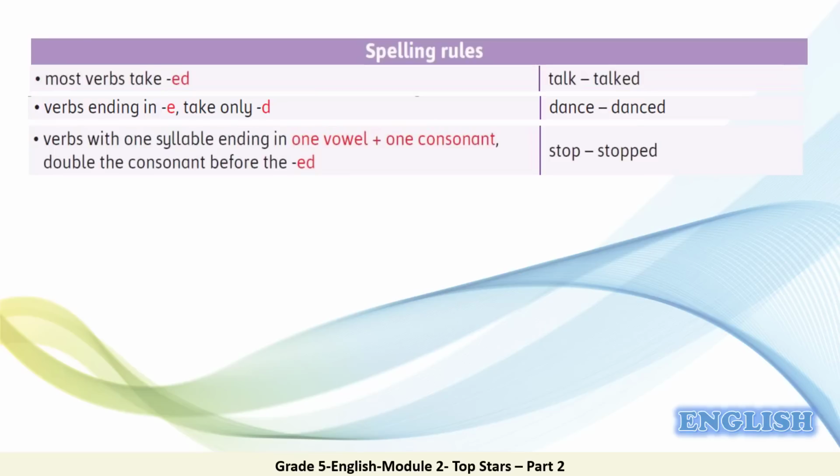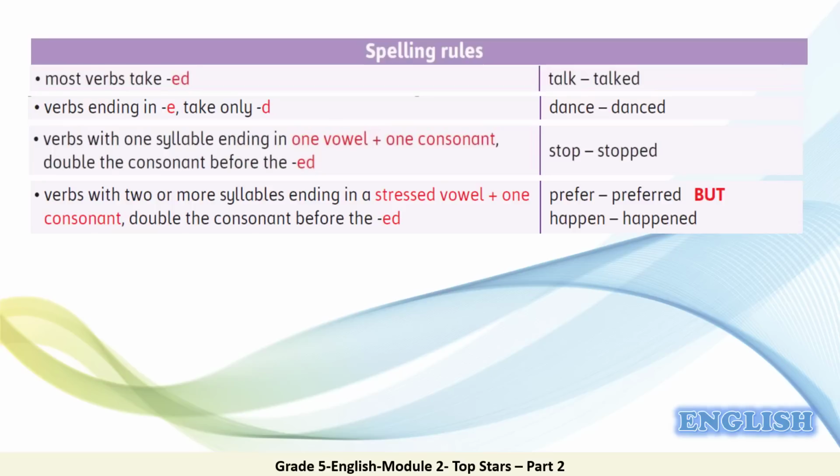Verbs with one syllable ending in one vowel plus one consonant, just double the consonant before the ed, like stop, stopped. Here the verb stop is one syllable. It ends with o, which is a vowel, then p, which is a consonant. In this case, we need to just double the p, then add the ed. Verbs with two or more syllables ending in a stressed vowel plus one consonant. Double the consonant before the ed.